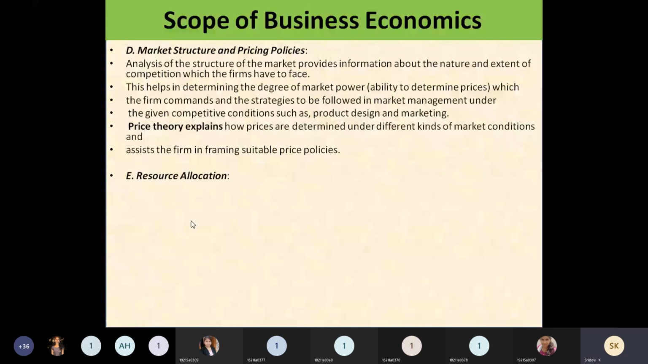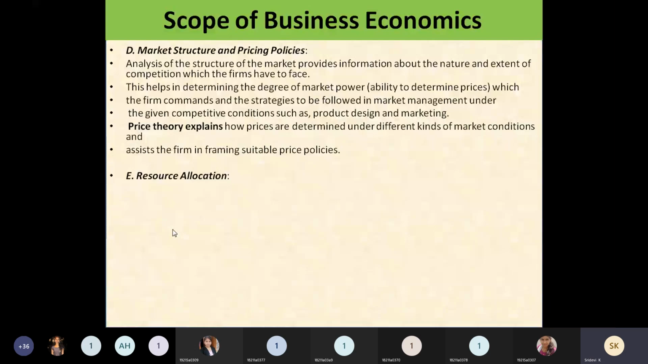So if you identify the market structure, it will be very easy to find out what pricing policy you need to follow. Different pricing policies and techniques are there. All those techniques we will discuss in detail in the coming topics, okay. But these are the things where you are going to apply business economics.